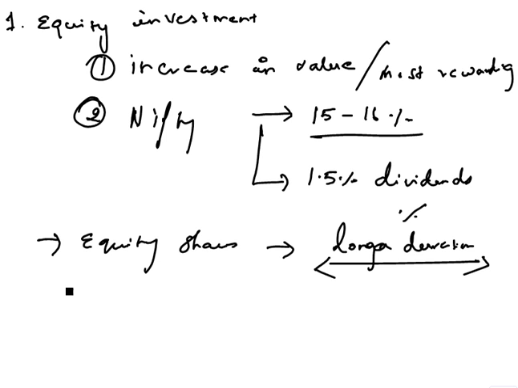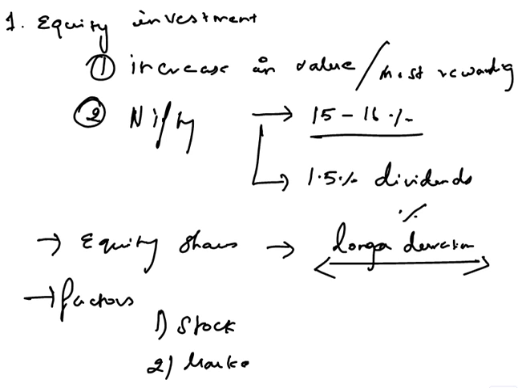So let's see what are all the factors that influence the price of a stock. Broadly, you can say there are two factors. One is stock specific factors, another one is market specific factors. If we take stock specific factors, it is mostly to do with the fundamentals of the company, like people's expectations about the company, its future earnings capacity, the management of the company, the technology it has, and the marketing skills it has.